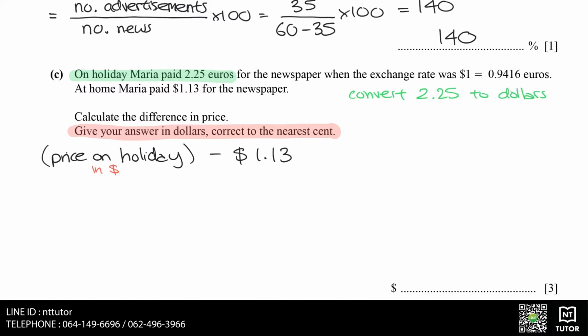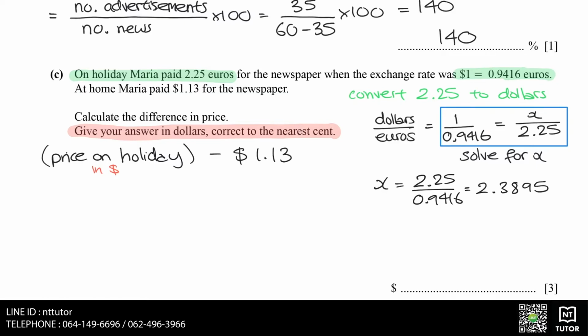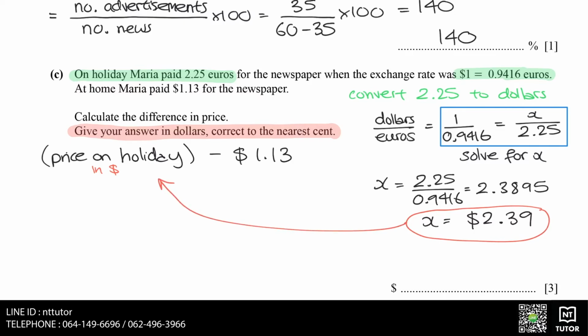One method of doing that is to do the ratio of dollars to euros. So dollars over euros equals 1 over 0.9416 from the exchange rate will equal our price in dollars divided by 2.25 euros. And then we can use this to solve for x, which would be the price in dollars. So the price in dollars is $2.39, and now we have everything we need to find the difference in price.